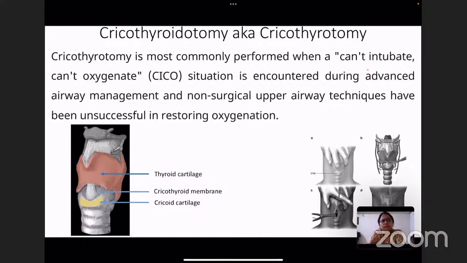This is the anatomy we are looking for. This is the thyroid cartilage. Then this is the cricoid cartilage. I think you can see it. And the avascular membrane between the thyroid and cricoid cartilage is the cricothyroid membrane. Whatever I'll be talking about in the next few slides will be based on the entry of the airway through this route, that is through the cricothyroid membrane.